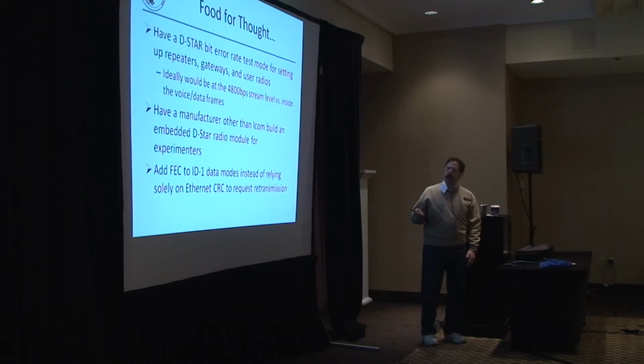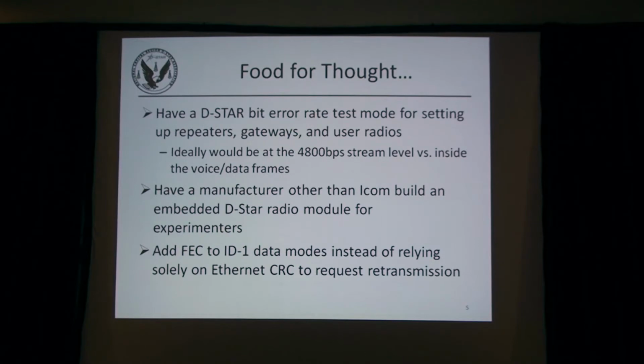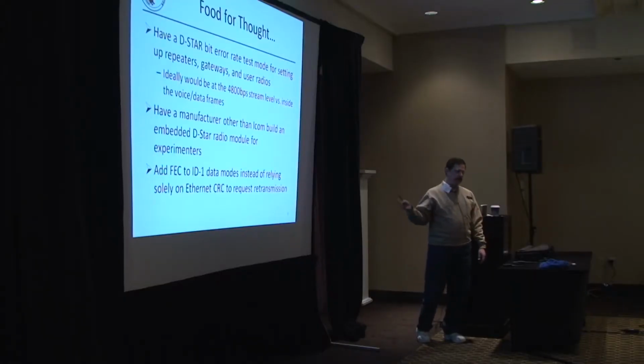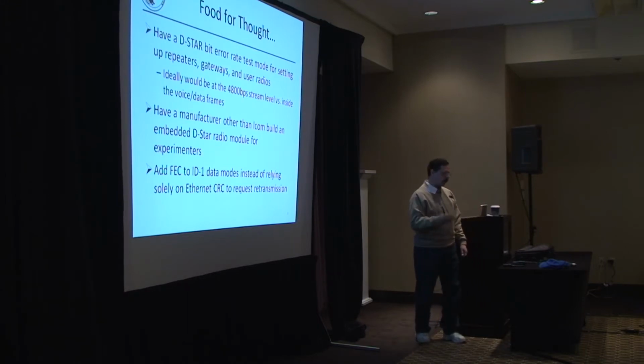So one of the things I really would like to see within D-Star is something akin to your traditional bit error rate test, where you can, at the 4800 bit per second link or whatever, just put out some sequence and actually test out your radios, your radio links, all right? And then you can also split the problem and examine what packet traffic is coming across your gateway connection. But as it stands today, they don't do that.